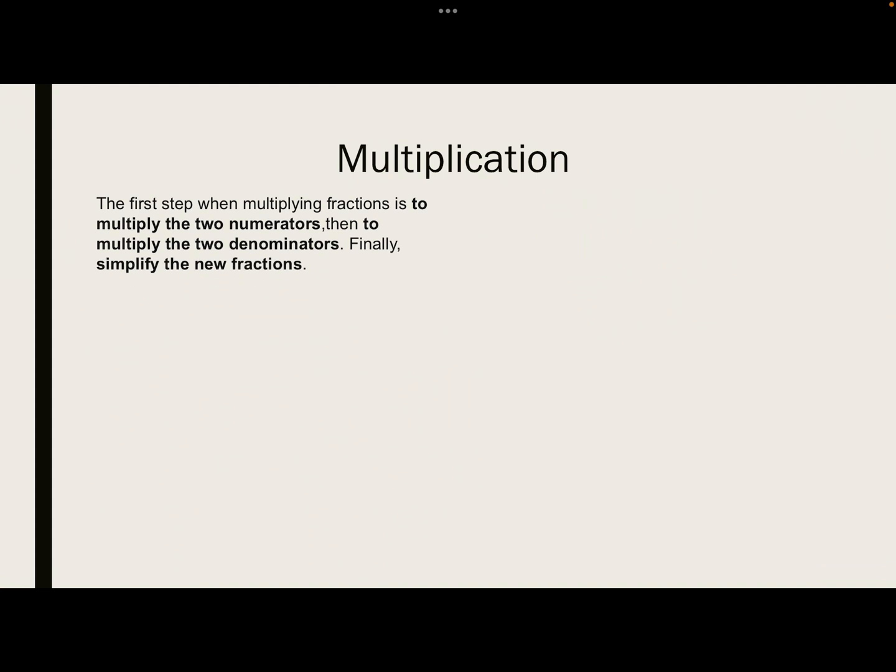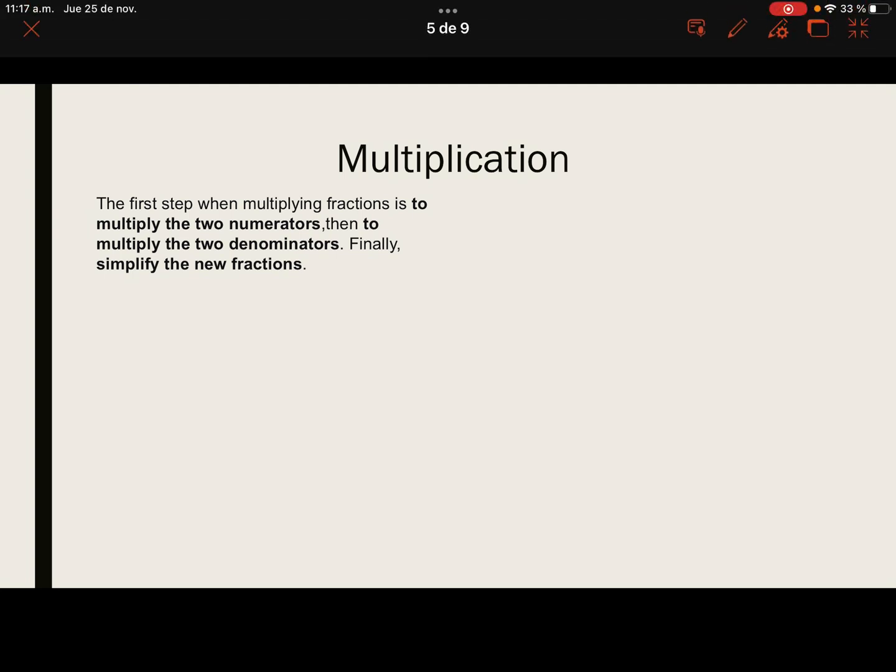Okay, let's continue. Multiplication. Let's talk now about multiplication. To multiply fractions, first we have to multiply the numerators, then we have to multiply the two denominators. Finally, we have to simplify the new fraction. Then let's check this example. 2/5 times 1/3. Multiply the numerators: 2 times 1 is 2, and 5 times 3 is 15. Simplify if possible. If not, that's the final answer. In this case, that's the final answer.